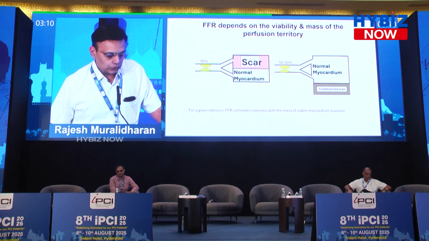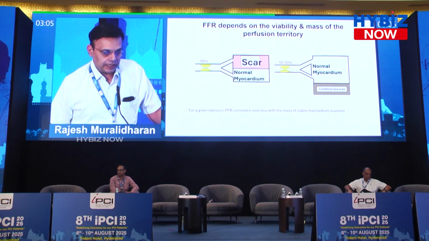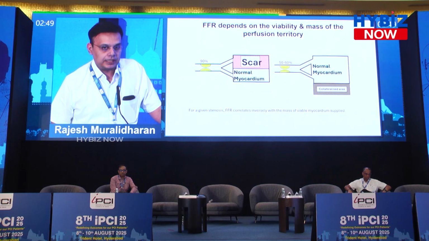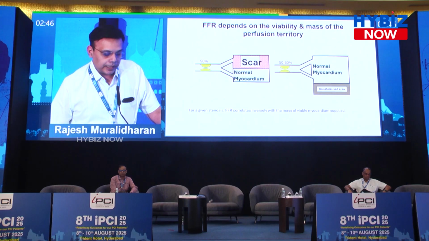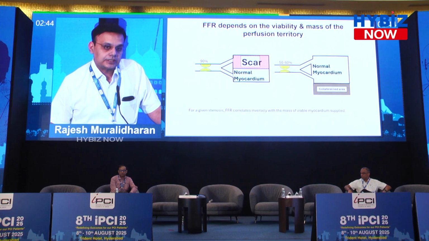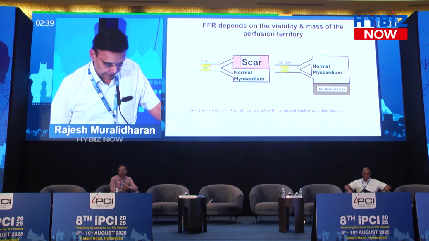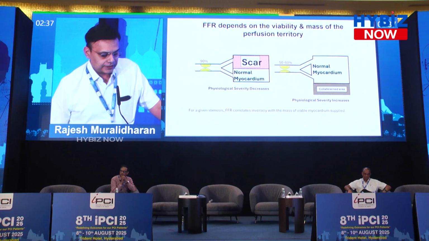So if you were to measure the FFR in the 90% lesion, it may come out insignificant or negative because the amount of myocardium that it is supplying is considerably lesser. In other words, this lesion, although angiographically 90%, is not ischemic for the amount of myocardium that it supplies. On the contrary, if you were to measure the FFR in the 50 to 60% lesion with a larger myocardial mass, you may get a lower FFR value because it is supplying a larger territory of myocardium. I'll show this with an example.